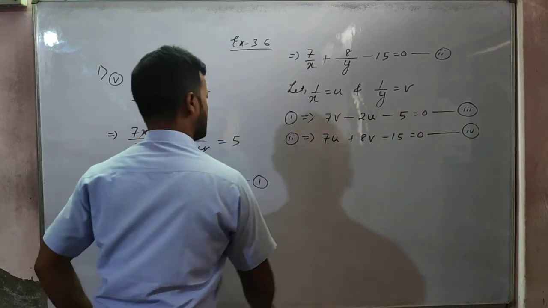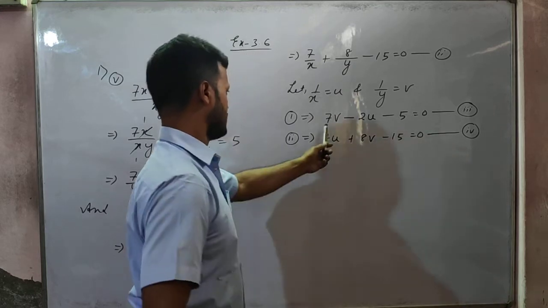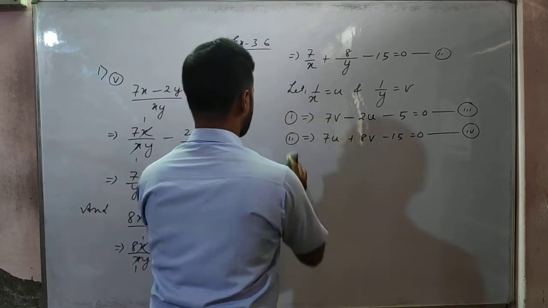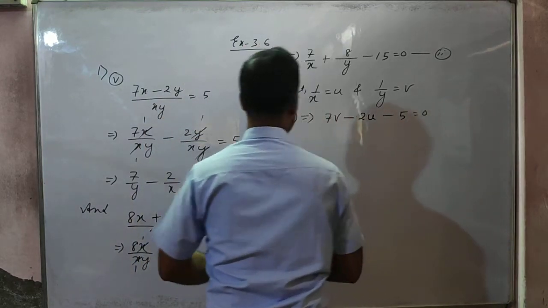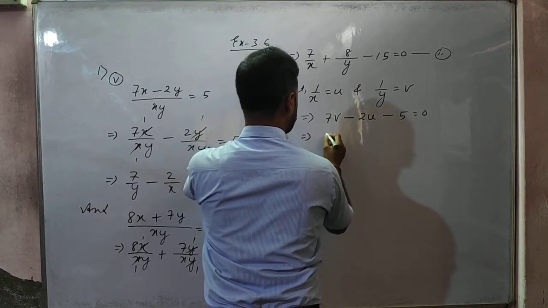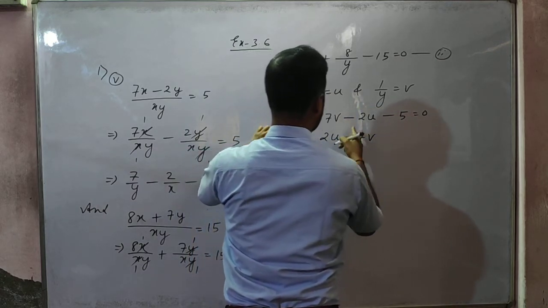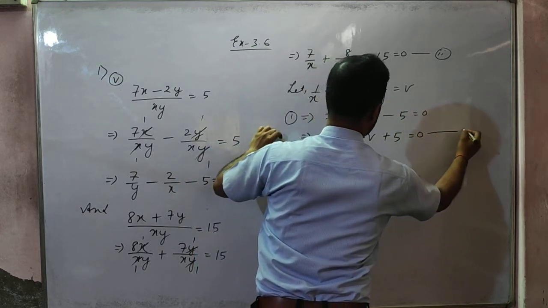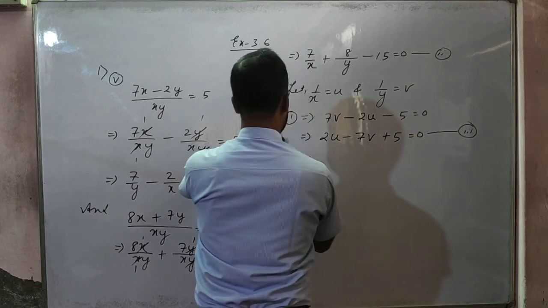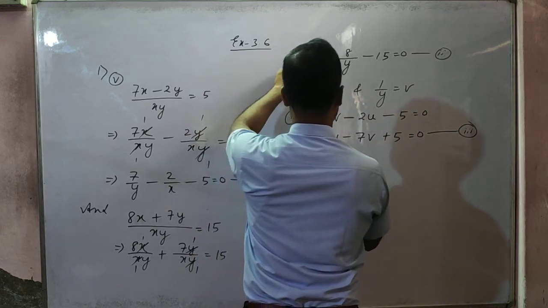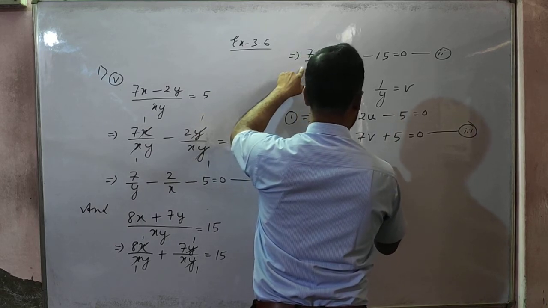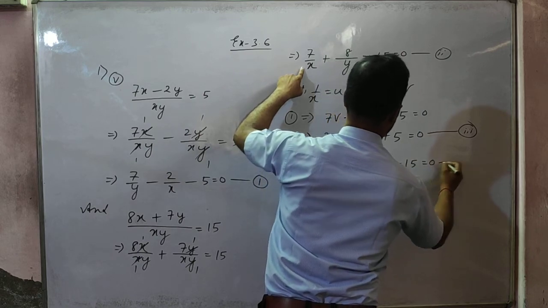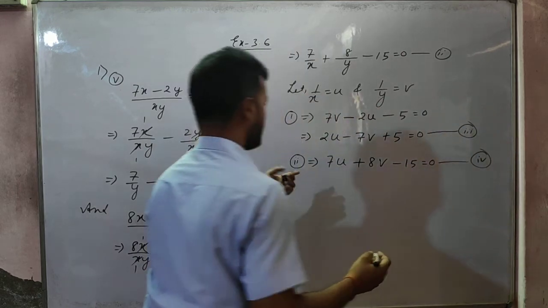So students, you can do one thing. If you are getting confused that here v is in front and u is in the second place, so that u is in front, no problem. You can just multiply this full equation with a minus sign. So it will become 2u minus 7v, this minus will become plus, this plus will become minus, and minus 5 will become plus 5. Mark it number 3 now. And equation 2 now becomes 7u plus 8v minus 15 is equal to 0. Mark it number 4.